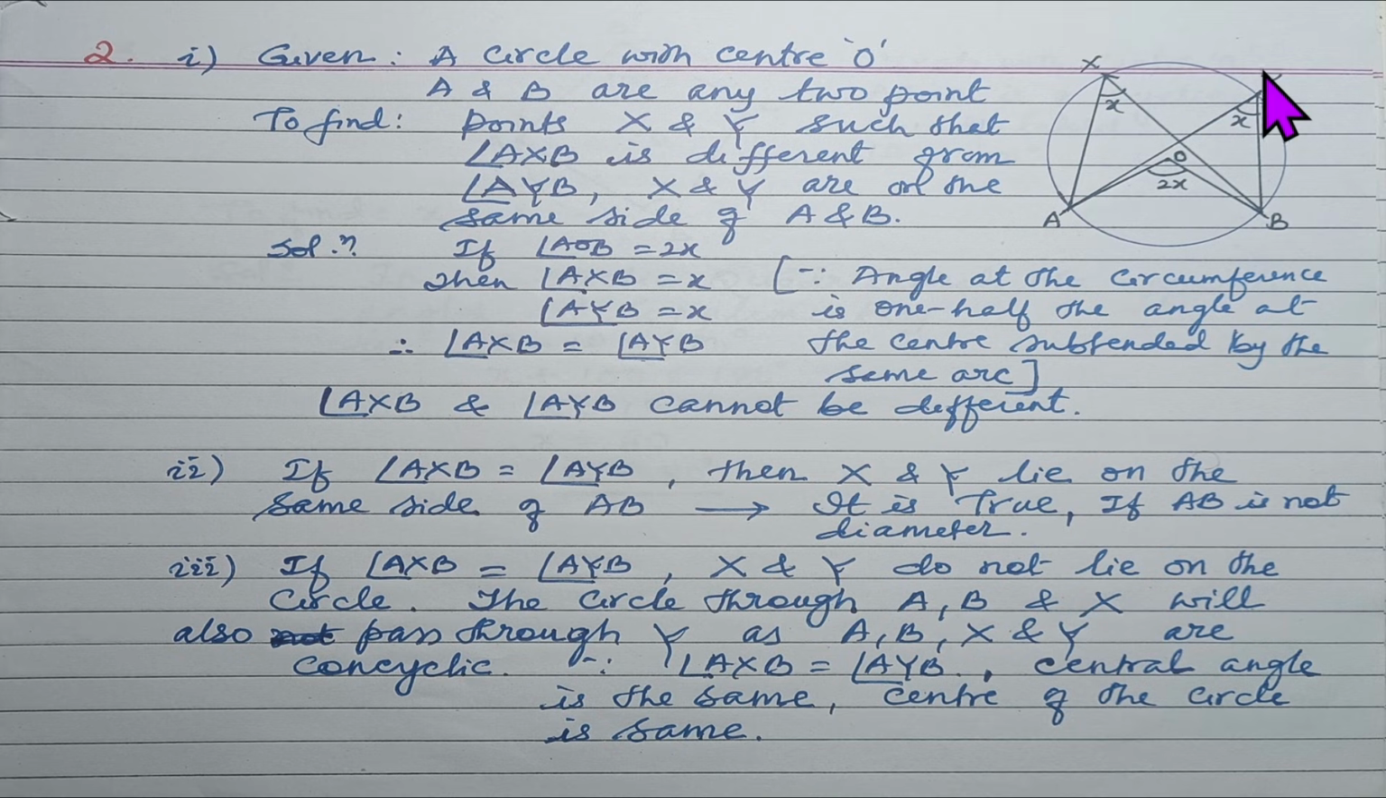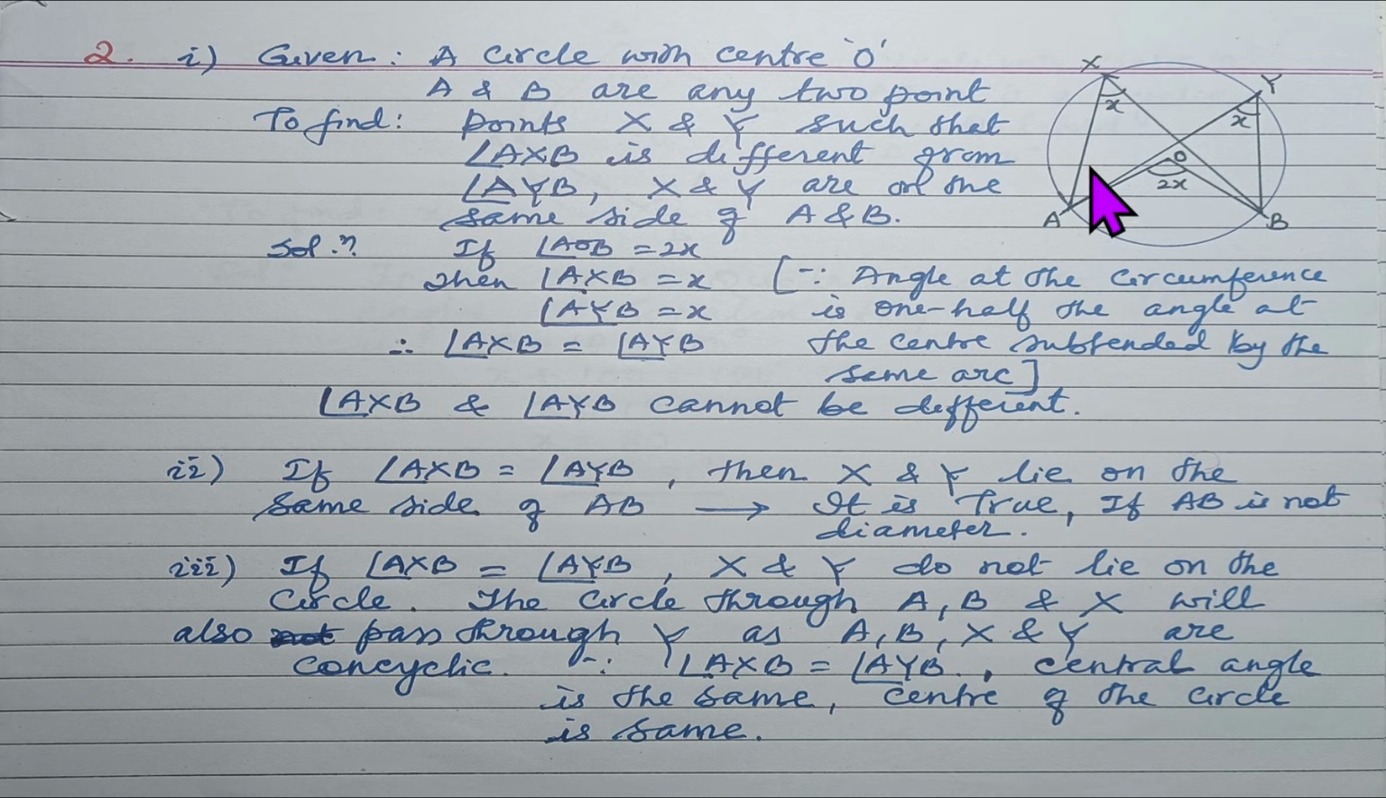Now the question is, x and y are lying on the same side here. Please understand, if angle AXB and AYB are equal, then x and y lie on the same side of AB, and it is true, provided AB is not the diameter. x and y will lie on the same side of AB if AB is not a diameter. Supposing AB is the diameter passing through the center of the circle, then x and y can lie on either side of the diameter or on either side of the line segment AB, and that is the meaning of that.